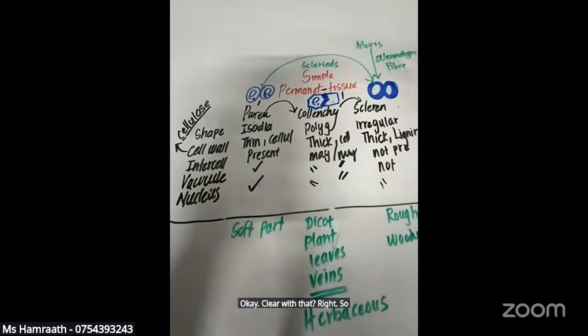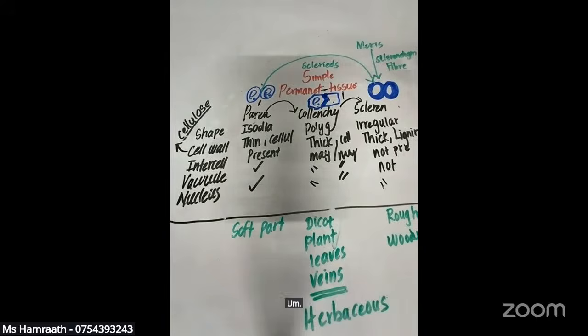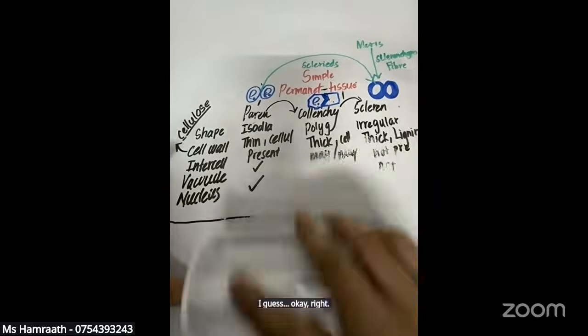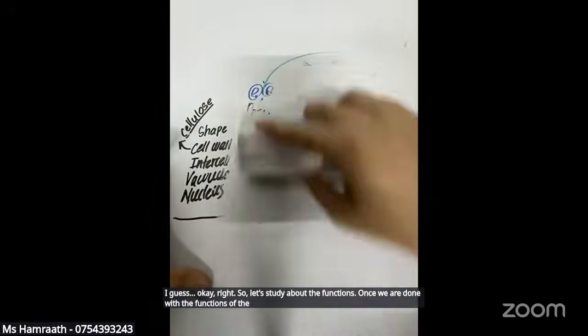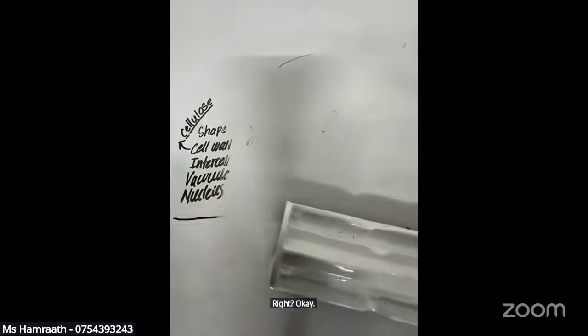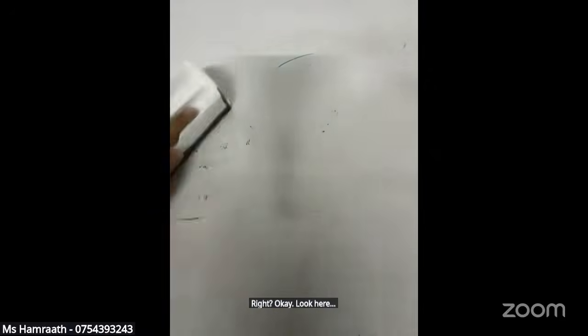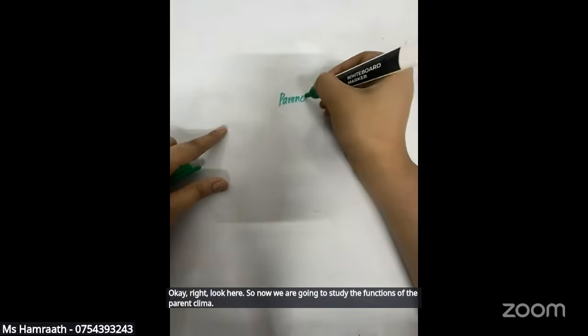So now we are going to study the functions of the parenchyma. It's very important. I think I have given it in the tute also, I guess. Right, so let's study the functions. Once we are done with the functions of the parenchyma, collenchyma, and sclerenchyma, we'll stop from there. Right? Okay. Look here. So look at the board very carefully.